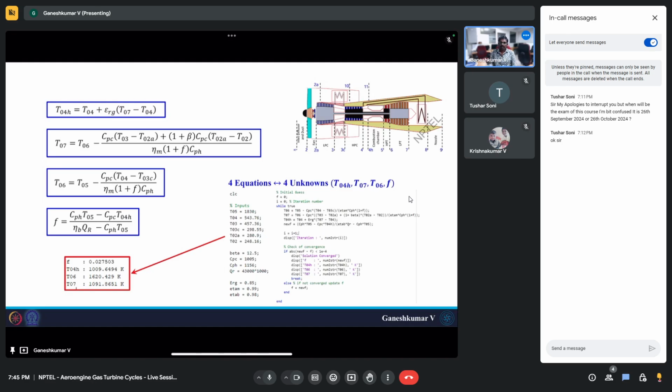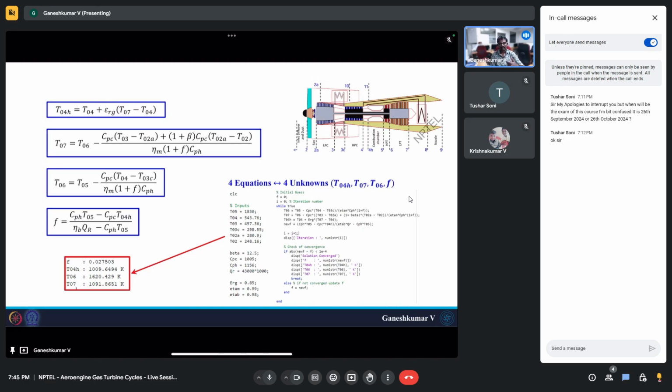Okay, so when you run this program in MATLAB, you can get this. This program is fairly simple, I think you can understand. I'm just putting it in a while loop. You can see I coded these four equations, and I'm checking whether there is any change in the fuel air ratio while doing so.